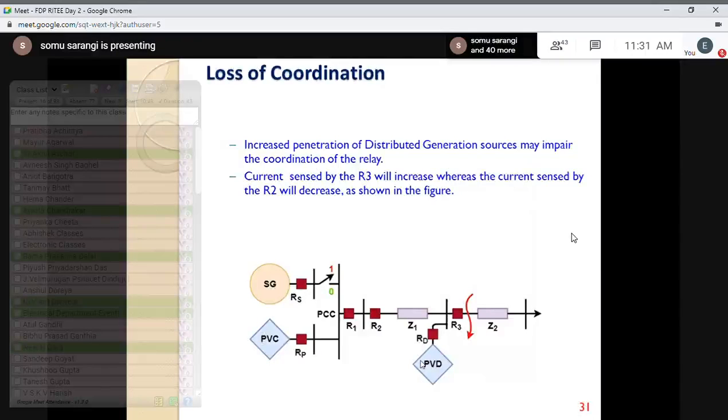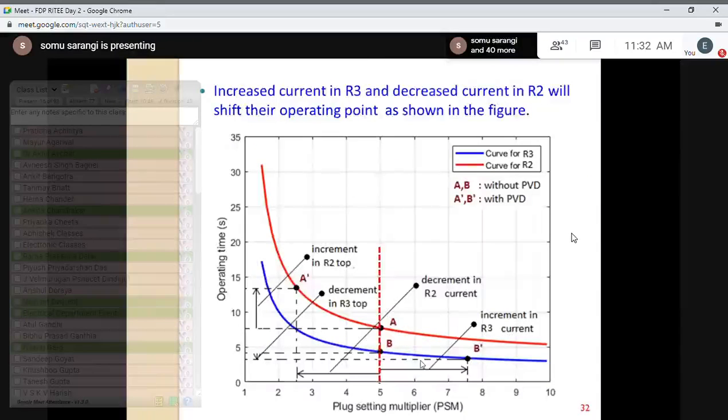So that is the point which is crossing the red line, that is the PSM line. So we have identified two points, that is over the red characteristic, we are having point A. Over the blue characteristic, we are having point B. So time of operation A minus time of operation B is nothing but the CTI, which is coordinated.